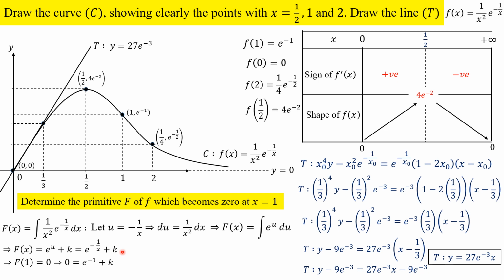But we have been told that at x equal to 1, our capital F is equal to 0. So F of 1 is equal to 0, meaning that 0 is equal to e raised to the power negative 1 divided by 1, replacing x with 1, then plus k. So it means our value of k, which is the constant of integration, is e raised to the power negative 1. So finally we get our primitive F of x, which annuls at x equal to 1, to be e raised to the power negative 1 over x plus e raised to the power negative 1.